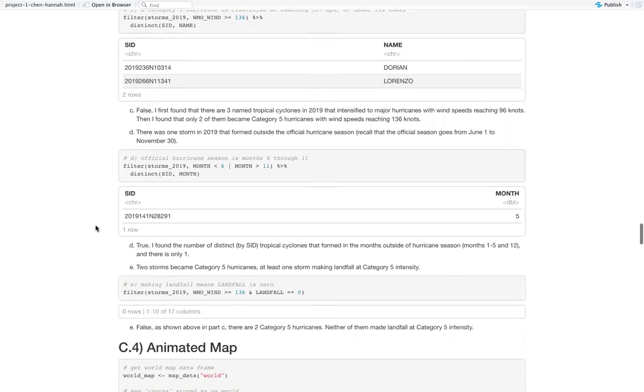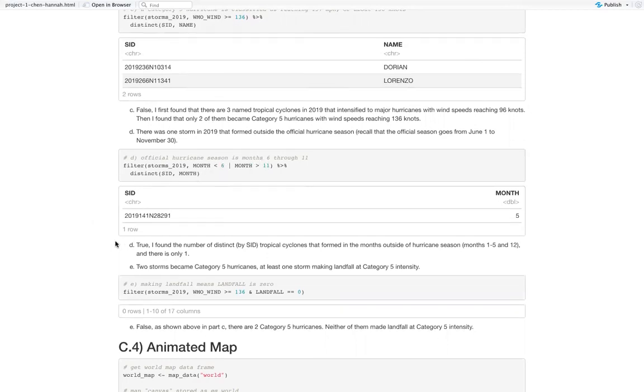And then for D, the official hurricane season is from month 6 to month 11, and so I filtered out the ones that are not in these months, and there was only 1, and so D is true.